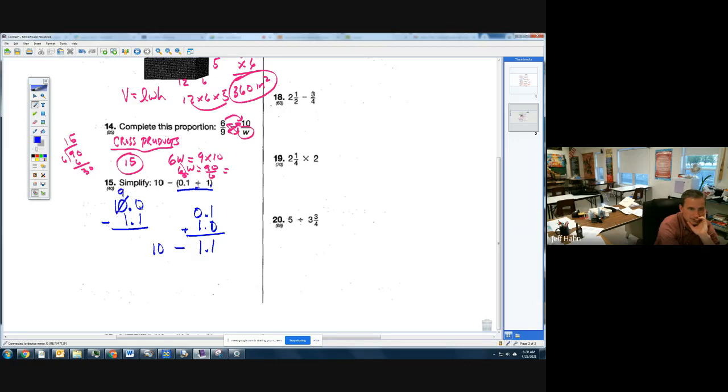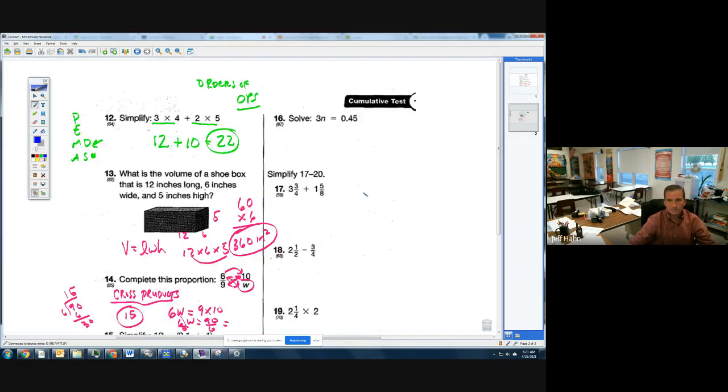Take away from the 10 because I need to borrow. This becomes a 10. Decimals line up. 1 from 10 is 9, and 1 from 9 is 8. 8.9 for my answer for that one.